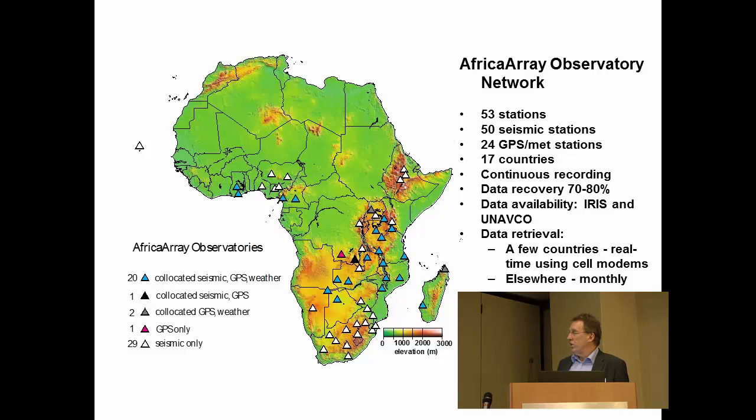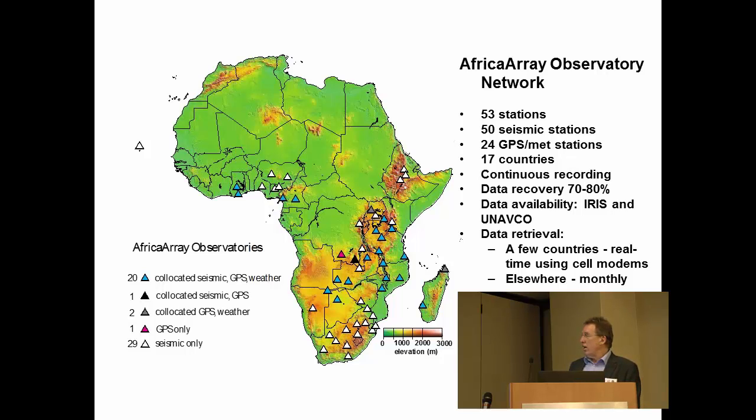The white are seismic-only stations. So through eastern and southern Africa, a few stations or observatories in West Africa and a couple in Madagascar. Out of these, 50 have seismic sensors, 24 have GPS receivers and weather sensors. We record continuously. Our data recovery has been between 70 to 80% over the years.